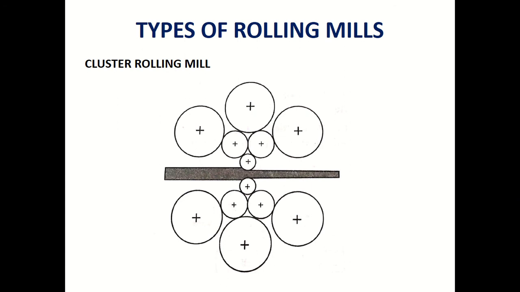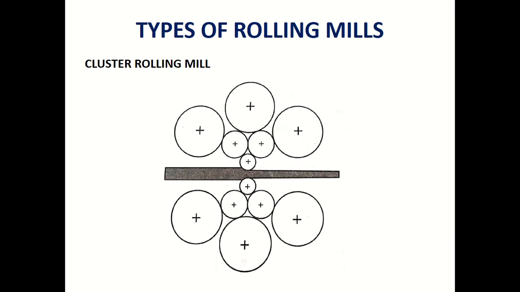The cluster rolling mills are a special type of four-high rolling mill in which each smaller roller is supported by two or more supporting rollers. Each smaller roller, if you look at this one, is supported by these two. Similarly, this one is supported by these two. So each smaller roller is supported by two or more supporting rollers. This process is commonly used for rolling hard but thin materials.